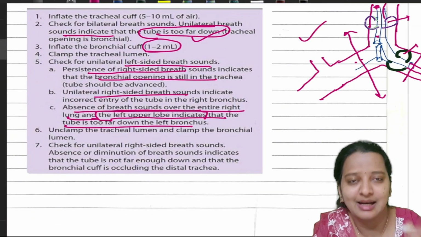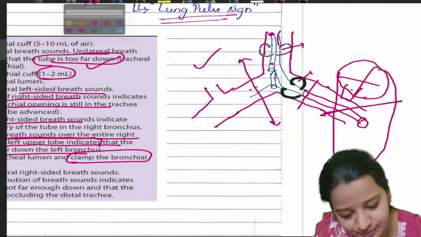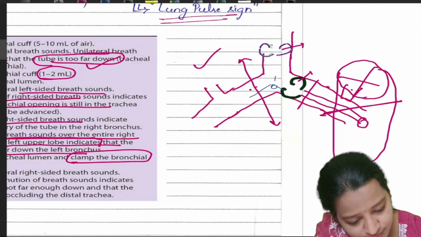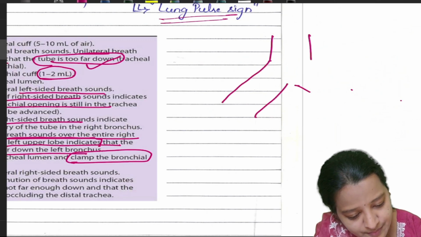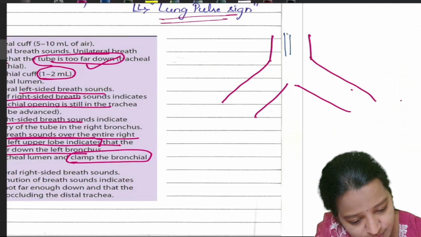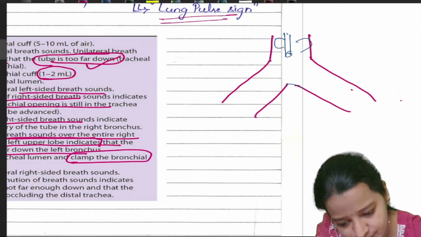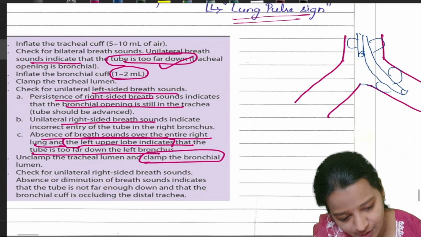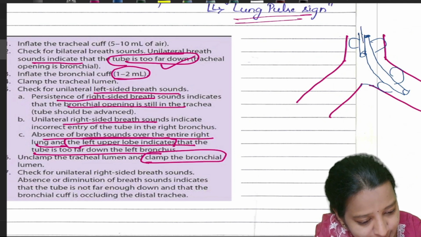Now, we will unclamp the tracheal lumen and clamp the bronchial lumen. That means we are clamping. This is open. Trachea, tracheal lumen, bronchial lumen, tracheal cuff, bronchial cuff. Now, what I'm doing, I'm clamping the bronchial lumen. So there is air entry here.